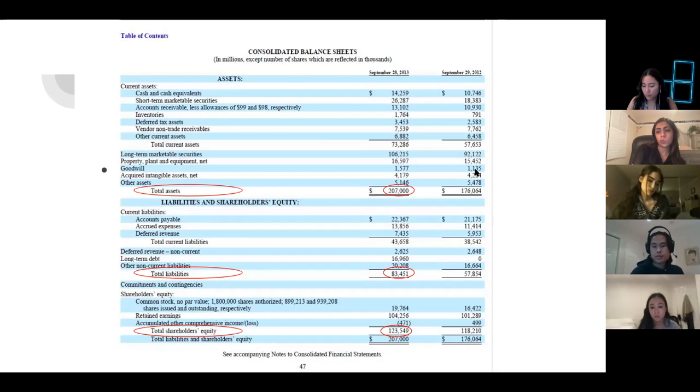When we're looking at this, we're just going to calculate top down. You add everything together to get total assets, and then you do the same for total liabilities. And if you look in the shareholders' equity section, under accumulated other comprehensive income, you can see there are parentheses. Parentheses essentially mean subtraction.